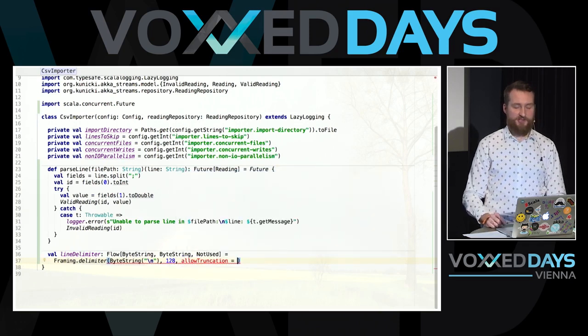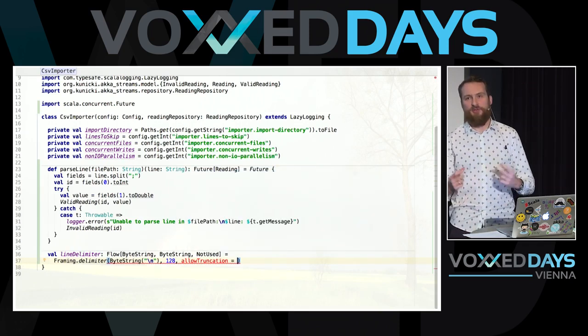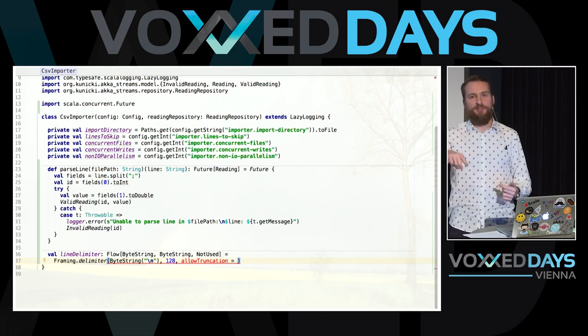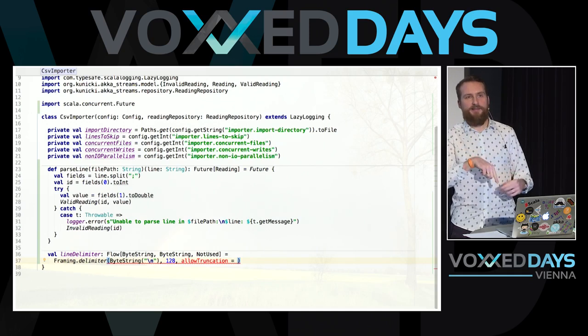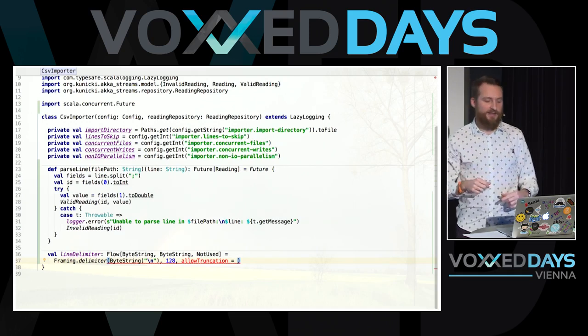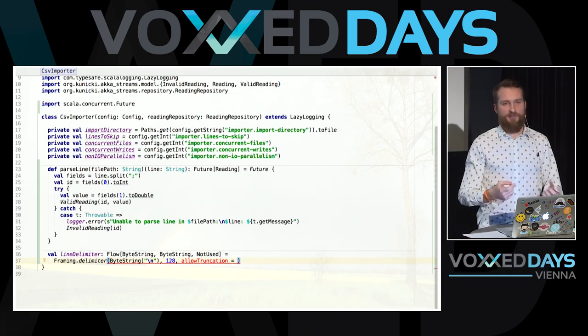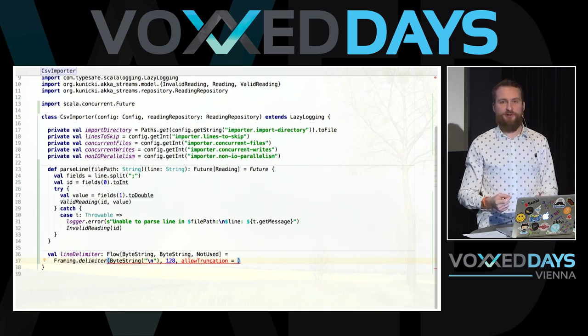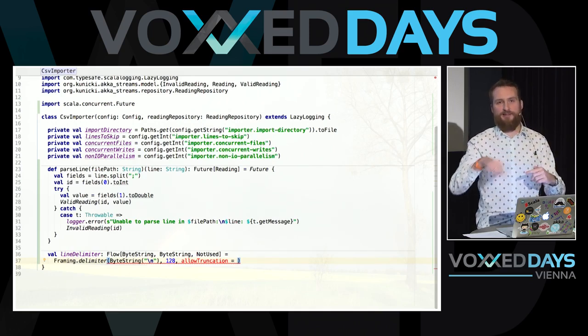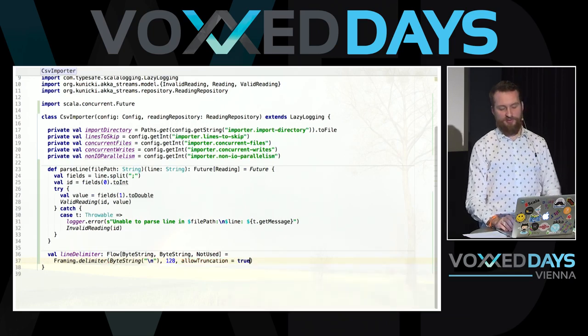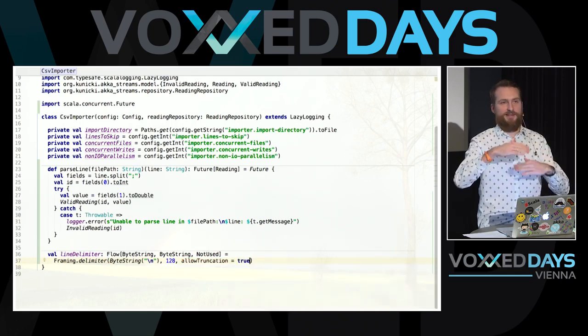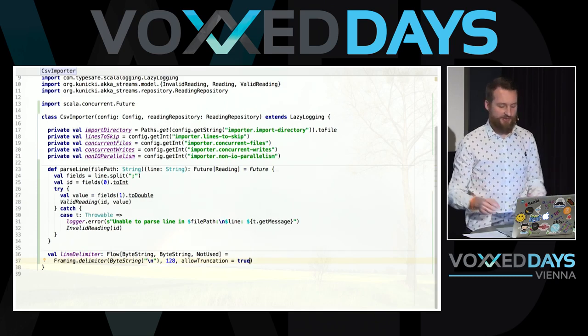It's called allow truncation. It basically says what to do with a line that doesn't contain the delimiter at all. So if you have a file that doesn't have a new line character at the end, it tells Akka Streams what to do, because by default, if allow truncation is set to false, it will fail on a line that doesn't have a new line at the end. But if we set allow truncation to true, it will just process the last line without the new line character normally, so it wouldn't fail.